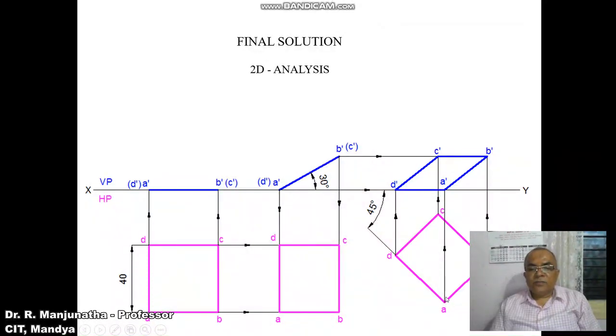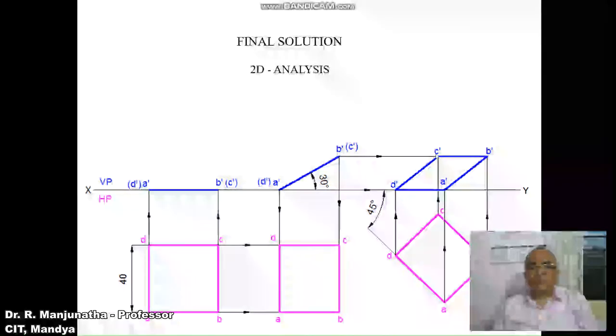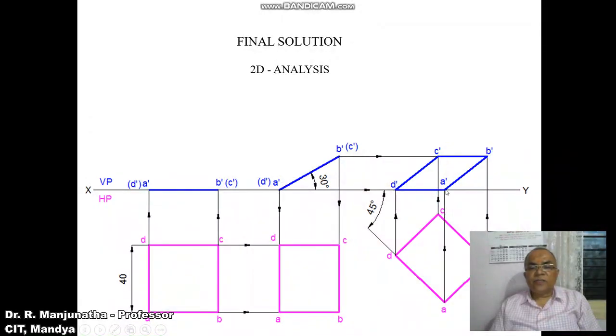Then join A to B, B to C, C to D, and D to A with a dark line. Then draw a vertical projector from A to the XY line, and also from D to the XY line, and draw a horizontal projector from A dash and D dash. Both will intersect at these two points, and you mark them as A dash and D dash. Similarly, draw a horizontal projector from B dash and C dash, and a vertical projector from B and C. Both will intersect at these points, B dash and C dash respectively. Then mark these points as B dash and C dash, and join A dash to B dash to C dash to D dash, and D dash to A dash with a dark line. So this is how we will be able to draw the sketch and show the dimensions of 45 degrees, 30 degrees, and a square of 40 mm.